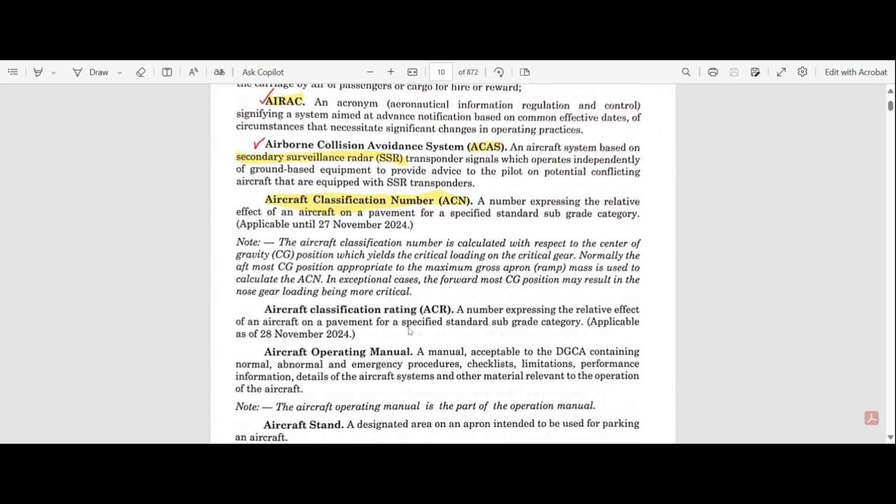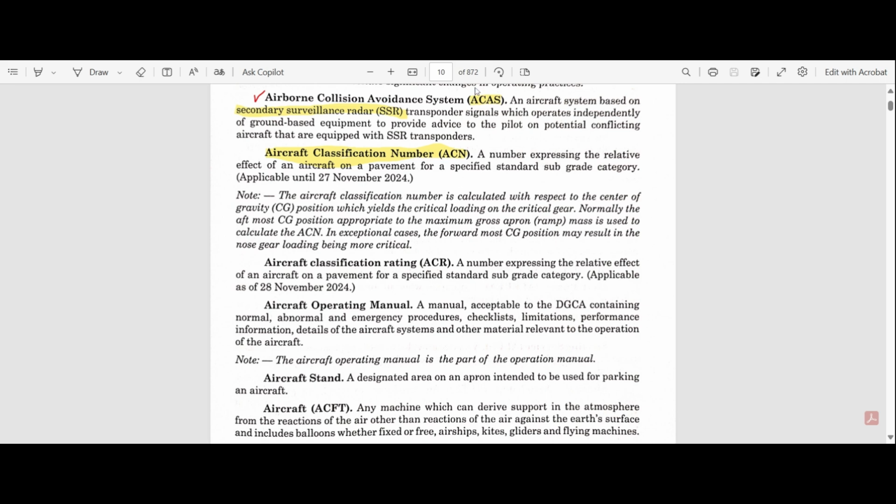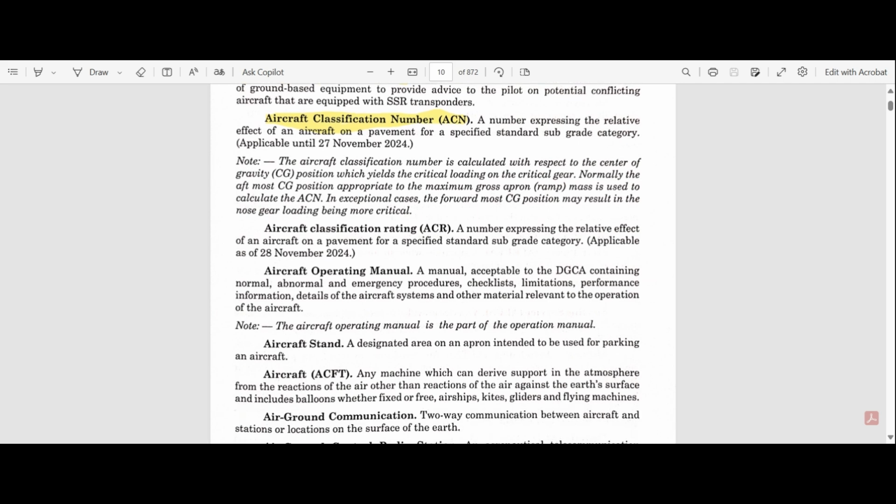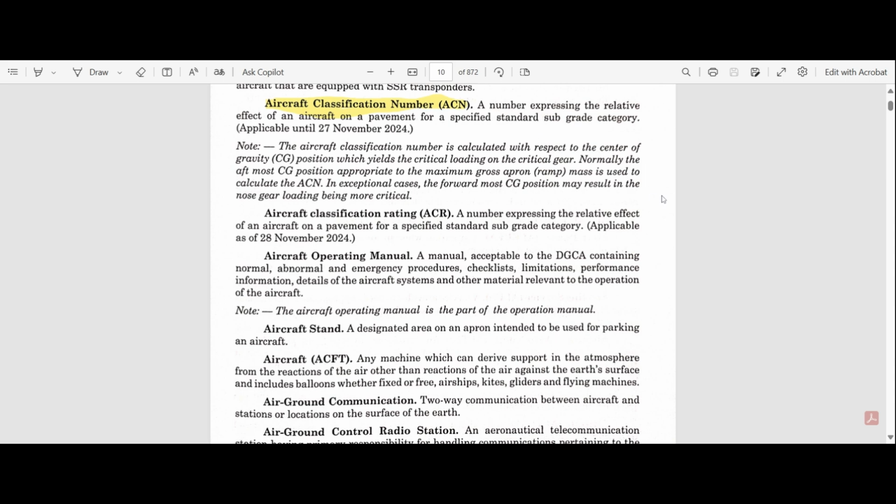Next is Airborne Collision Avoidance System, ACAS. So ACAS, basically it is a part of air navigation, but we'll discuss some of it here. It is based on secondary surveillance radar. That means it is a ground based equipment. It will send the signals, then the signals are sent on some other frequency, and the signals will be received back with some other frequency. Then is aircraft classification number. So every aircraft has some classification number.